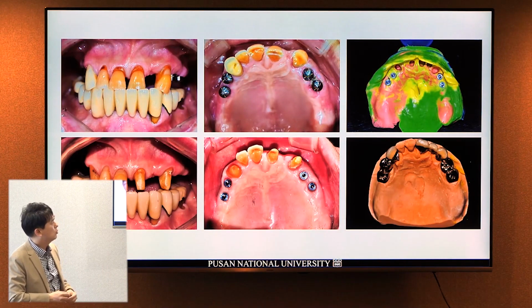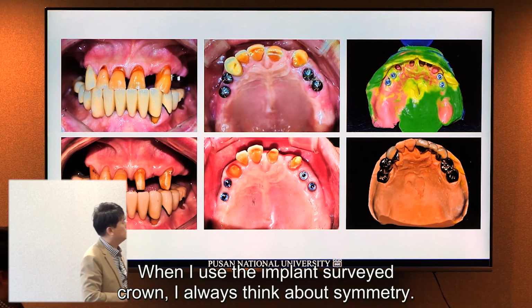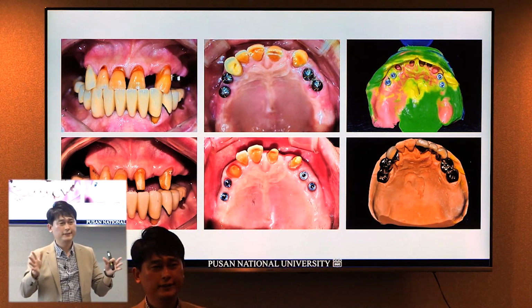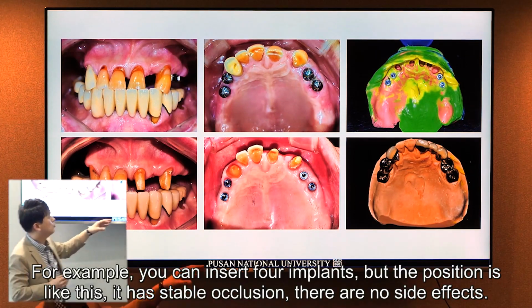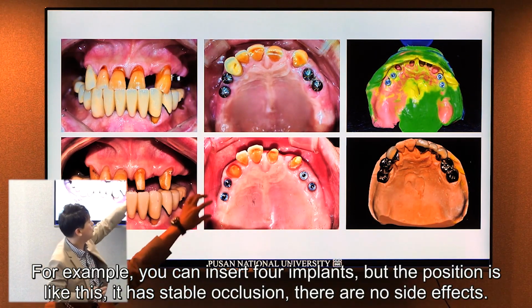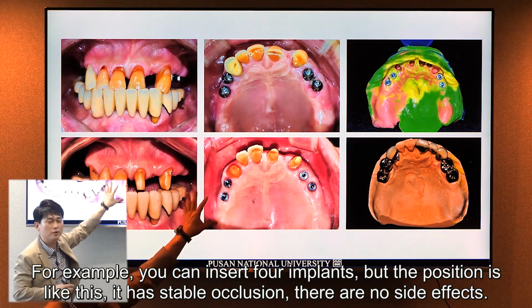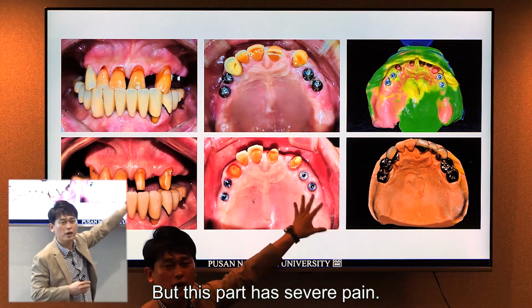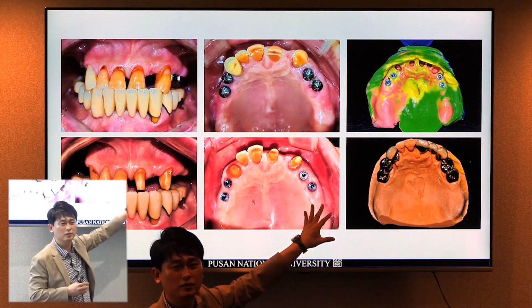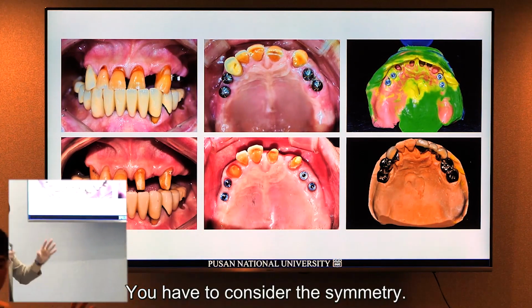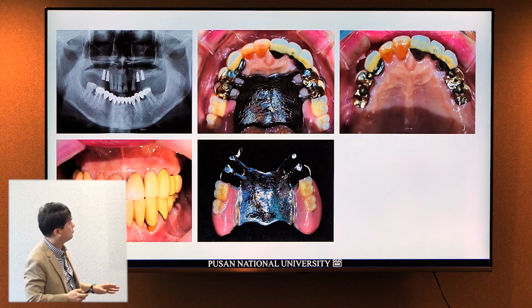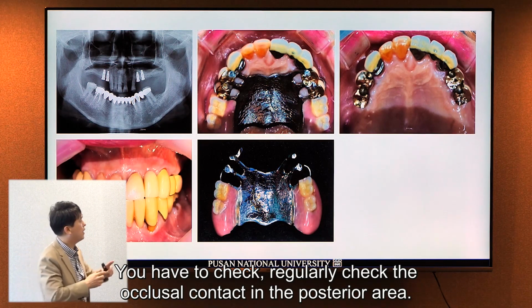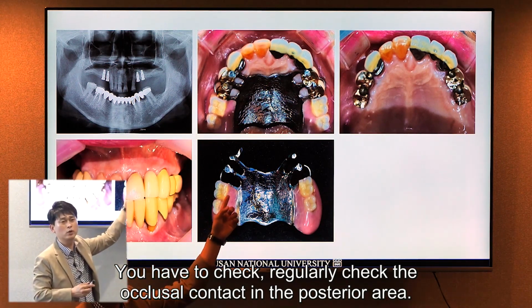Okay, so when I use the implant supported crown, I always think about the symmetry. For example, you can insert four implants, but the implants are positioned like this. This part has stable occlusion and there is no side effect, but this part has severe pain. Understand? So anyway, you have to consider the symmetry, and you have to regularly check the occlusal contact in the posterior part.